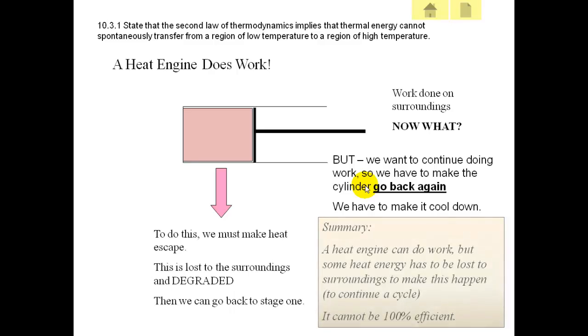So the summary. A heat engine can do work, but some heat energy has to be lost to the surroundings to make this happen if we want it to be a continual cycle. In other words, there is no heat engine which is 100% efficient. You can't convert all the thermal energy into work. You must throw away some thermal energy.